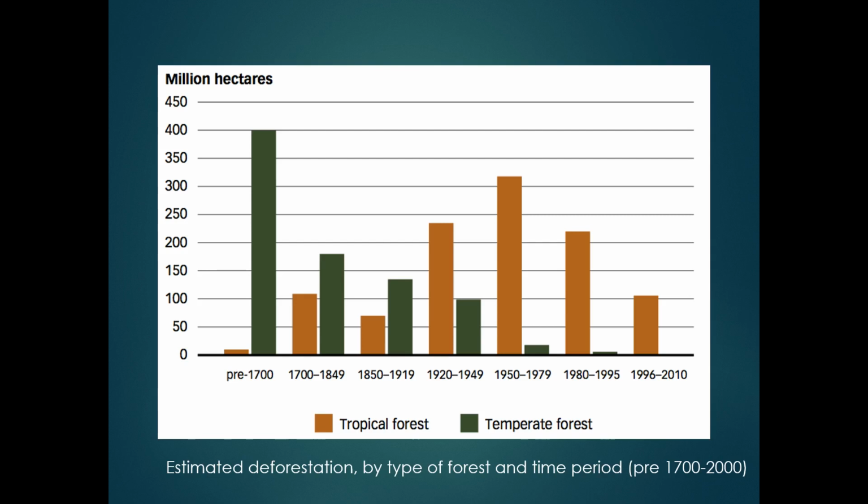So from pre-1700 down to 1850, for example, down to 1919, as we go through the dark green column, which is temperate forest, referring to basically mid-latitude forests, huge amounts are removed, largely shipped to Europe before 1850 or so, and then after that, of course, land was cleared for agriculture.